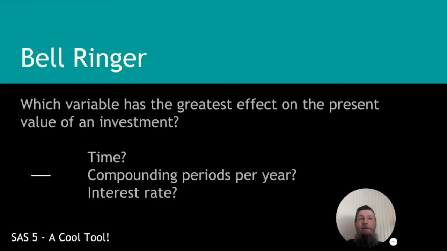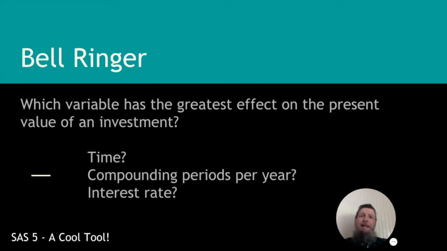Now recall, the present value of an investment is how much you have to invest now in order to have a certain amount in the future, based on how long you're going to have the investment, what interest rate that investment has, and how many compounding periods there are. Now, which one of these variables, time, compounding periods per year, or interest rate, has the greatest effect on present value of an investment? I want you to think about that for a second.